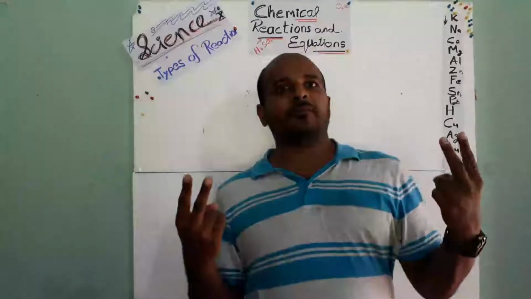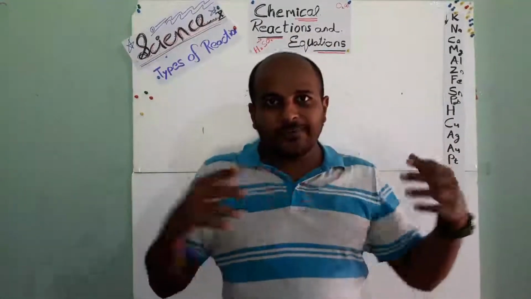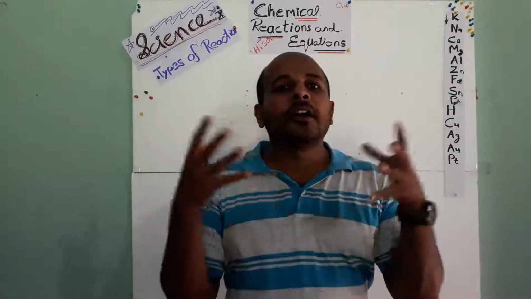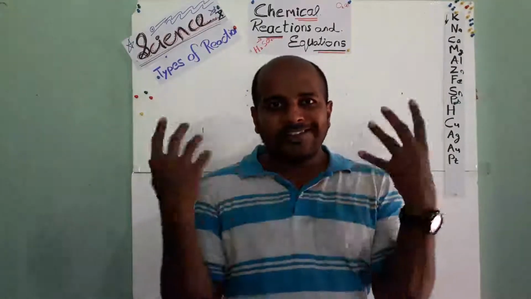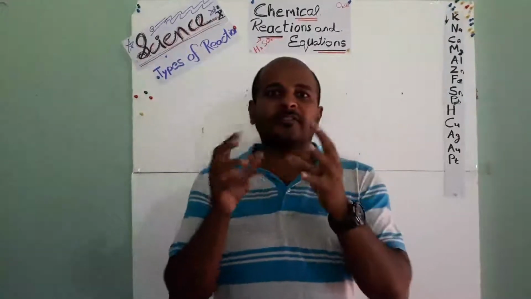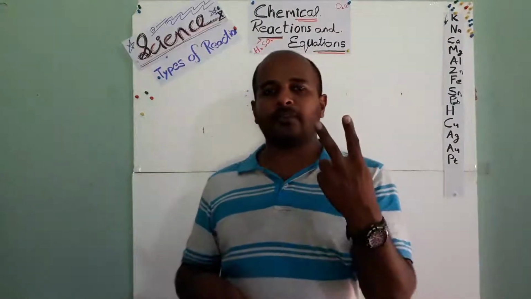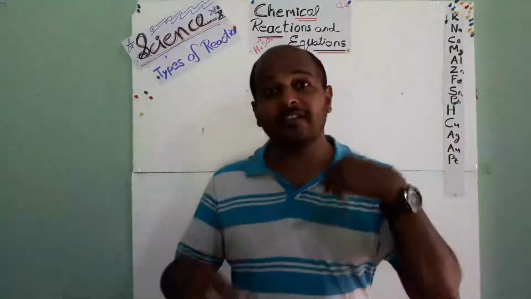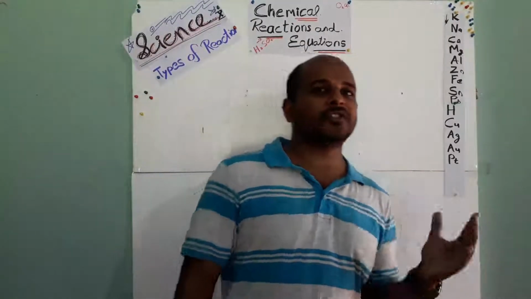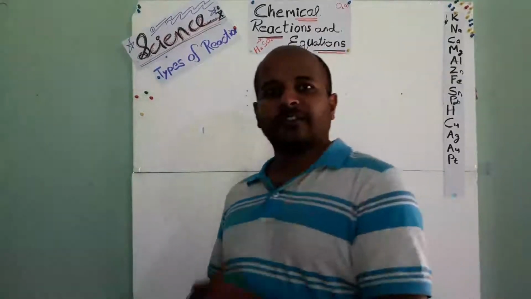Double displacement. What is happening? They are switching their places. If 2 solutions are mingled together and reacted together, what is happening? These metals will switch their places. Double displacement reaction, understand? They are switching their places. So that is the main thing about these 4 different types of reactions.